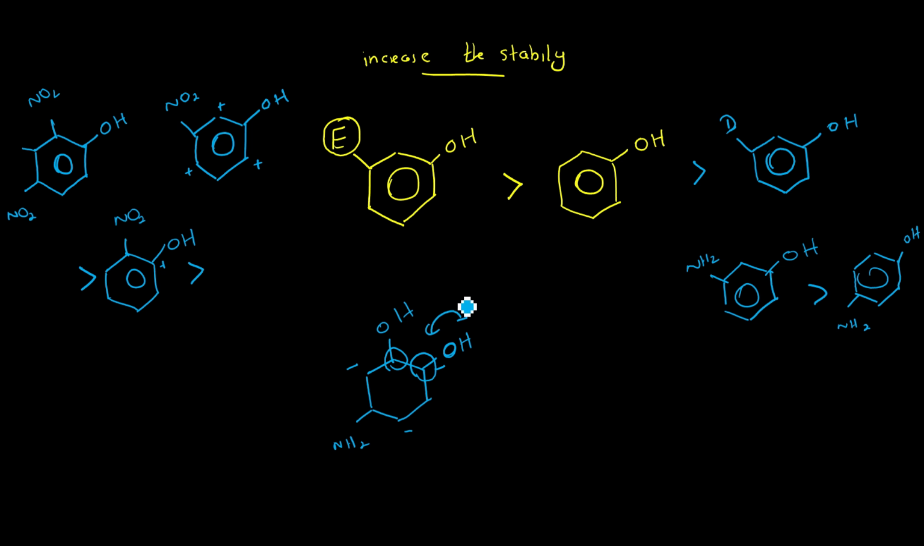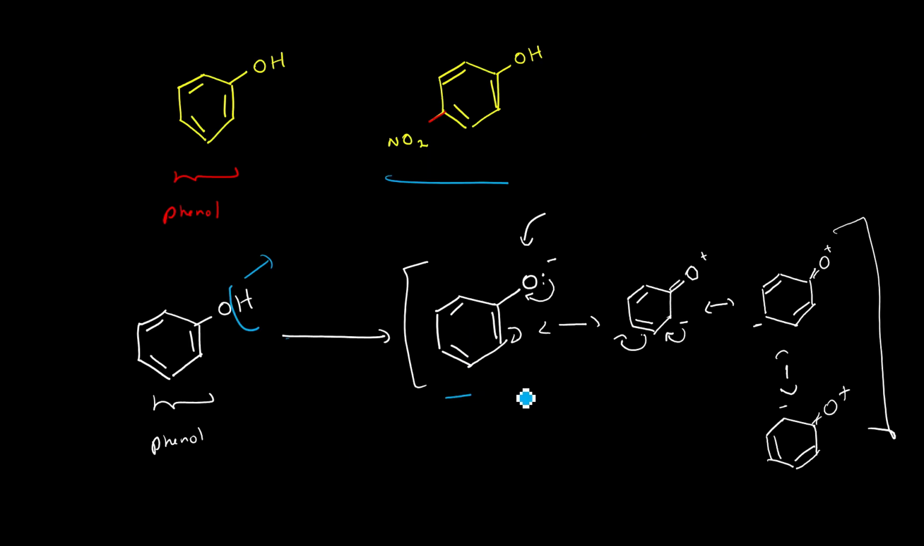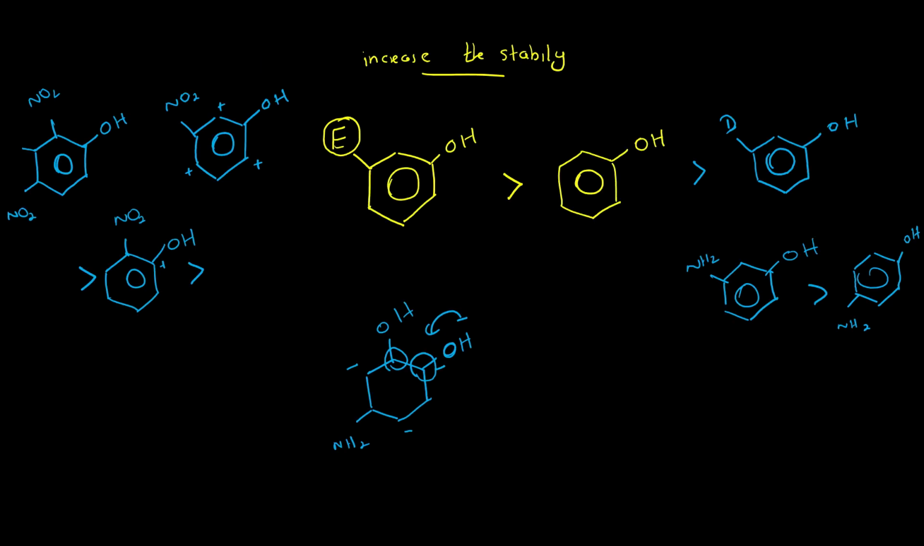What you need to know about is the stability of this anion. If you can make this anion much more stable, which means you can efficiently remove this proton, so you can say it's high in acidity. I hope you get the idea about it.